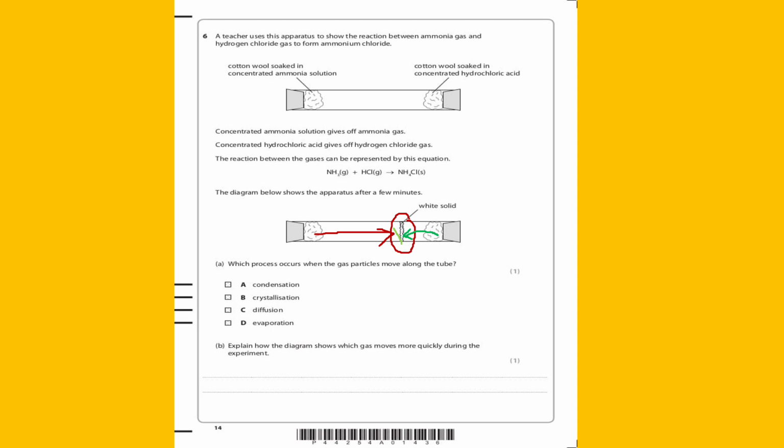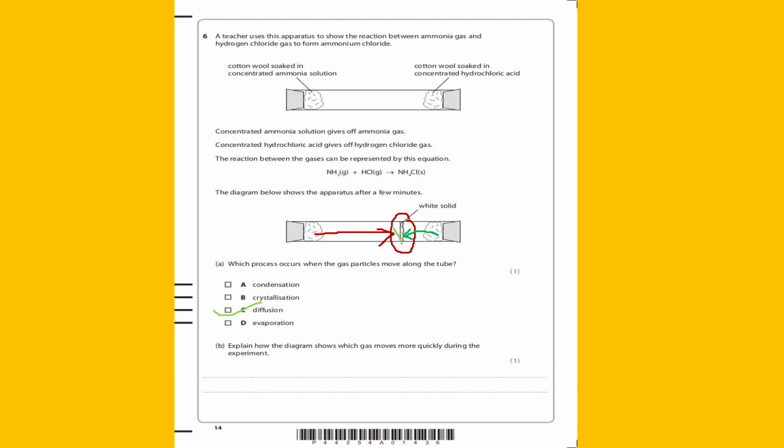So what is the process? What do you think is the correct answer for this? Is the process condensation? Is it crystallization, diffusion, or evaporation? It is diffusion. Now you have to tell the movement of the particles according to the diagram given above.